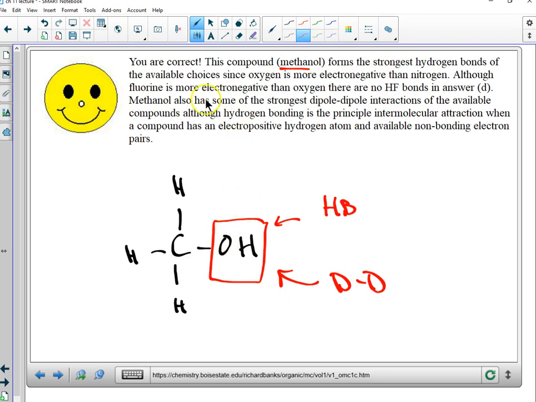Although fluorine is more electronegative than oxygen, there were no HFs. There was hydrogen bonding with the nitrogen, but O was next on your list. For hydrogen bonding to happen, the hydrogen has to be with N, O, or F. But that doesn't just mean it's in the molecule. It means it has to be bonded to it. That's why the second option we had was incorrect. Okay, so there we go. Questions about that? Yes?